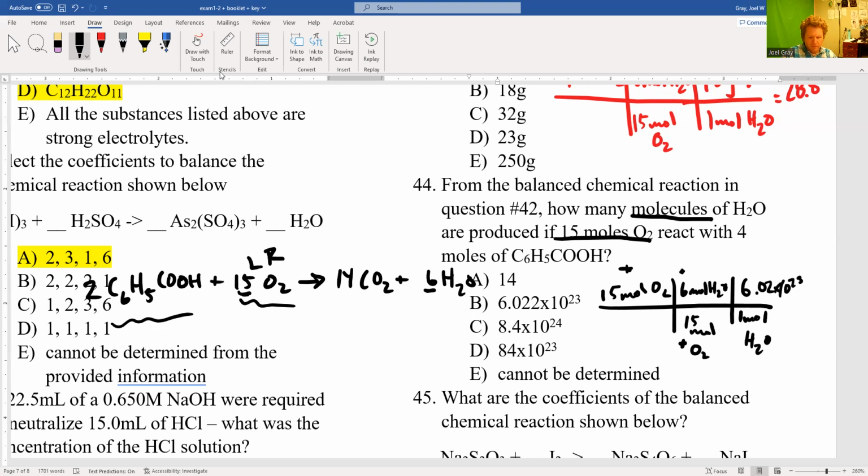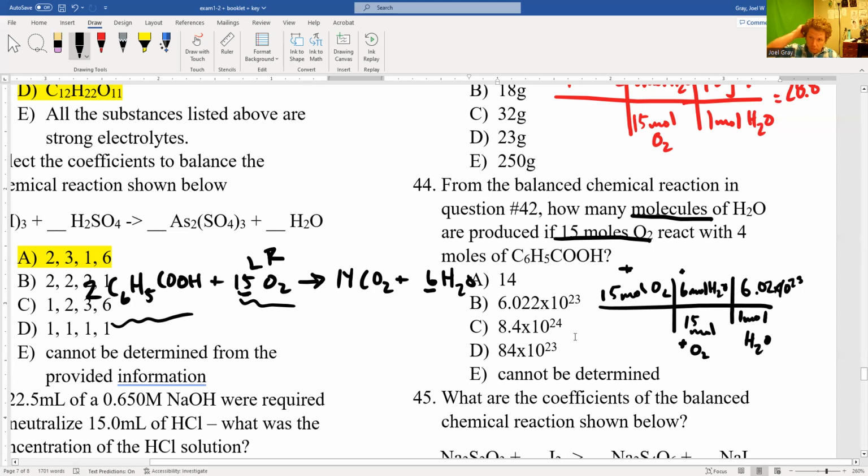And then divide that by 15. And I get 15 times 6 times 6.02 times 10 to the 23rd, divided by 15. I get 3.61 times 10 to the 24th.